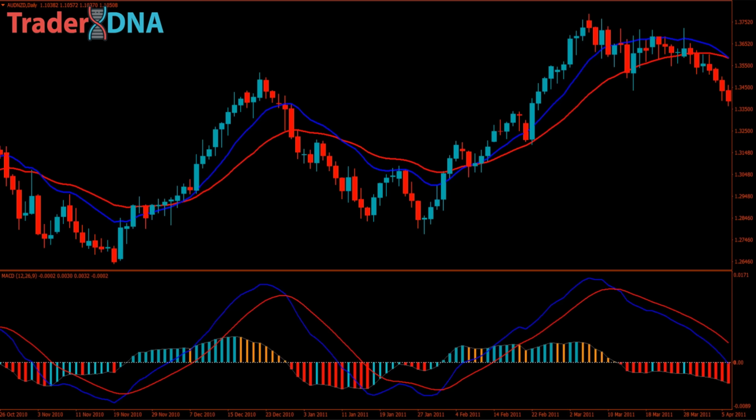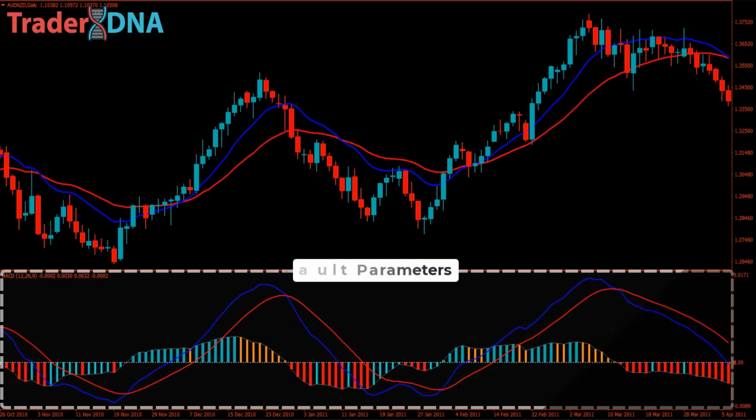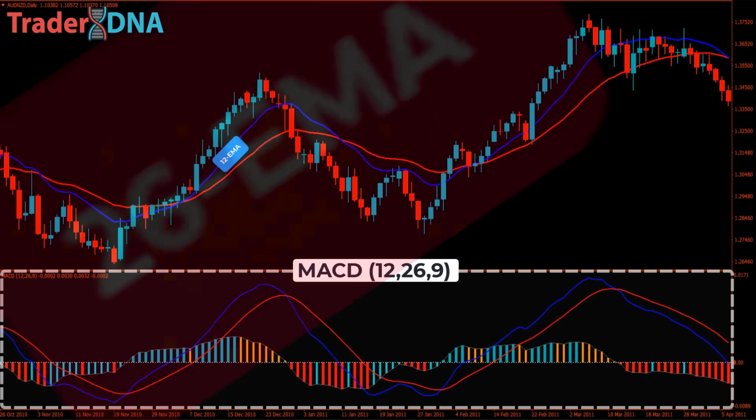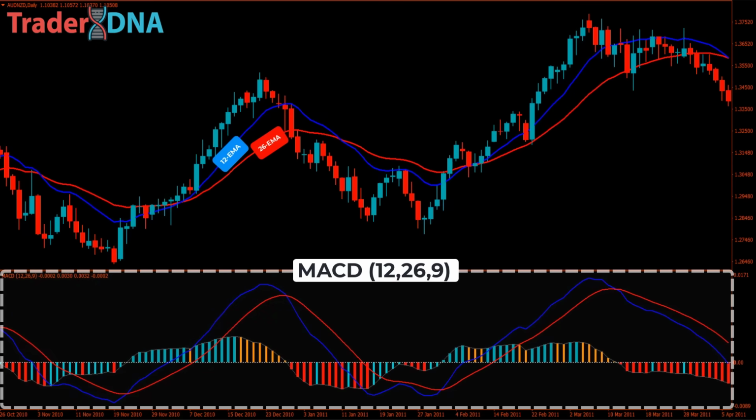In this example, we have the MACD set to its default parameters of 12 and 26 periods, alongside 2 exponential moving averages, EMAs, with the exact same settings. Both the MACD and the EMAs show crossovers, indicating potential shifts in market momentum. However, the key difference lies in the timing of these signals.